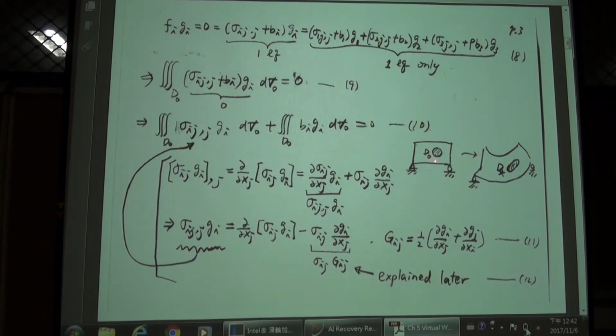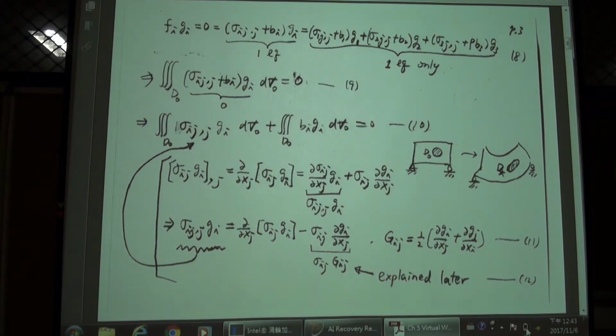Consider a beam. We have a beam here. It will be deformed into a curved beam. In any area inside the beam, we can have an arbitrary domain D0 here. We just integrate over this arbitrary domain. Because this equation equals 0, even though we integrate it all over D0, what we get is still 0, right?